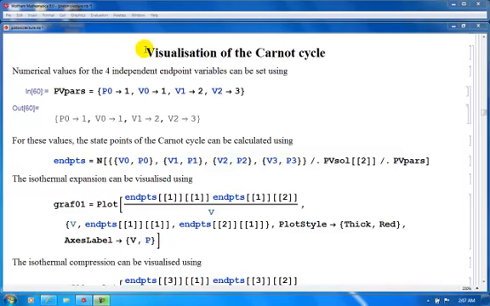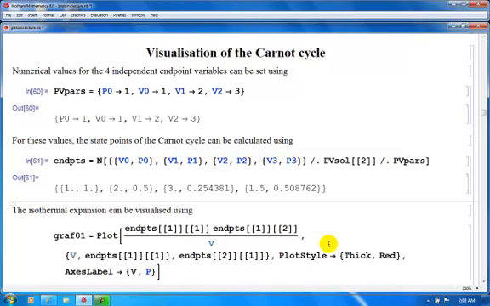Okay, so let's now see what that all looks like. We take the initial pressure, or the pressure of the initial state, to be 1, and its volume to be 1. The volume after the isothermal expansion to be 2, and the volume after the adiabatic expansion to be 3. Then we can calculate the endpoints of all the 4 parts of the Carnot cycle by using the solution of the equations and those values.